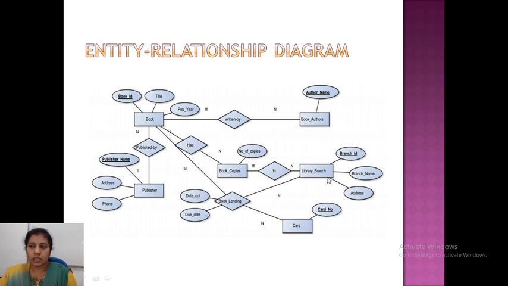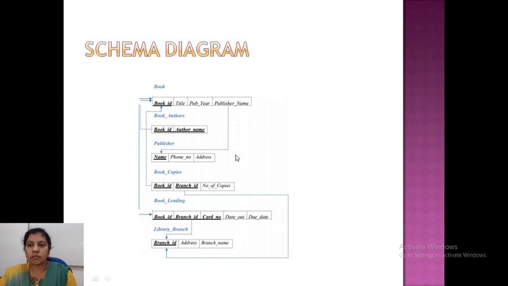And book copies in a branch. Again it is a many to many relationship. So like this you have to draw the ER diagram, and you can show what is the cardinality of each relationship. Then we'll go for the schema diagram.